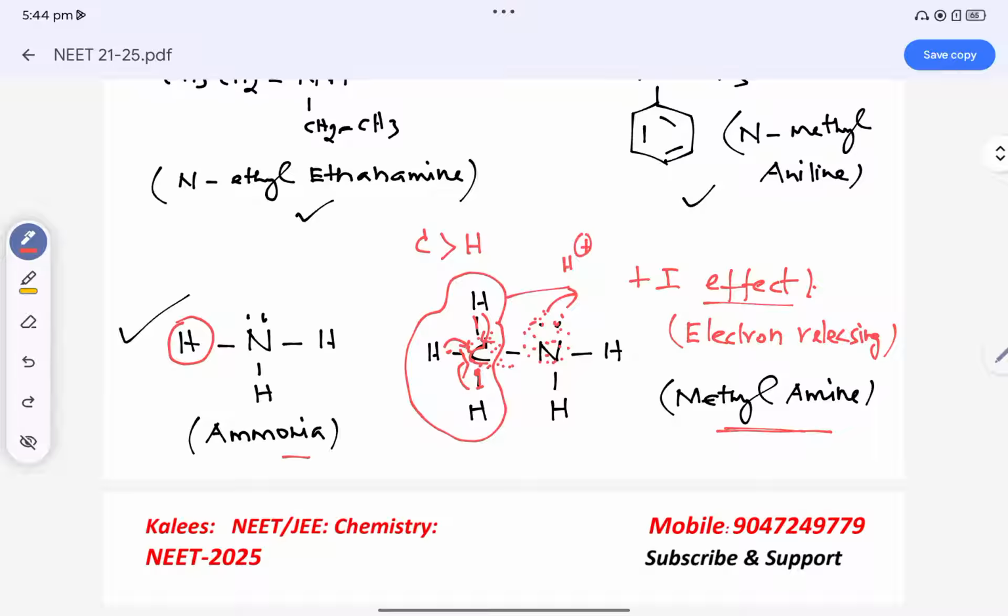Students, what I am telling is that the methyl group possesses plus I effect, meaning it is an electron releasing group. This methyl group pushes electrons, but in ammonia there are no substituents, there is no methyl group present, so there is no push in ammonia. The presence of the methyl group pushes more and more electron cloud onto the nitrogen atom, which can be readily donated to any H plus, showing basic character.